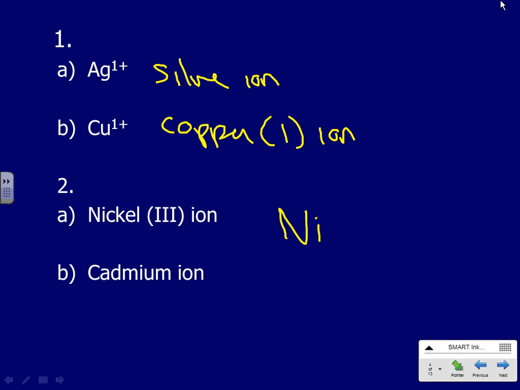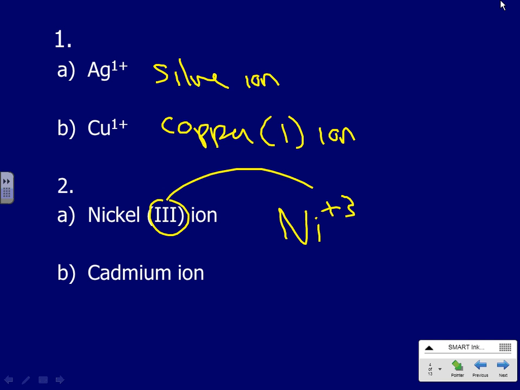What's the charge going to be, Dallas? +3. It's a metal, so it's got to be plus. And it's telling us the charge on the ion. +3. That's easy. It's like they're telling it to us. If I'm asked for a cadmium ion, this becomes trickier because I actually have to find cadmium, and then I've got to find out what the charge is.